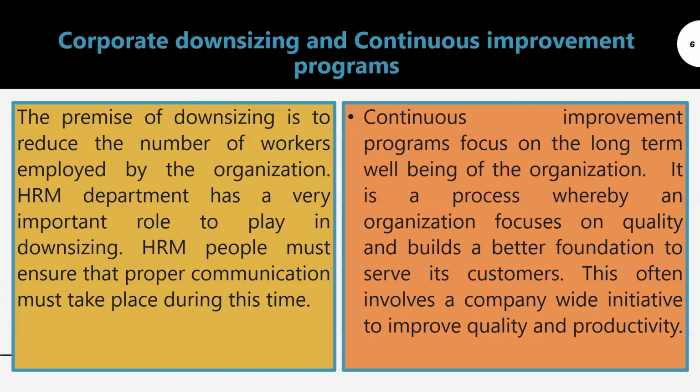Next is continuous improvement. Continuous improvement is something you have actually encountered in TQM, your BA 302 subject, at the same time with your SMP4, Business Process Outsourcing 1, Continuous Process Improvement, not only in SMP4, but your teacher will actually discuss or give a glimpse of this in SMP5. So, Continuous Improvement Program focuses on the long-term well-being of the organization. It is a process whereby an organization focuses on quality and builds a better foundation to serve its customers. This often involves a company-wide initiative to improve quality and productivity.